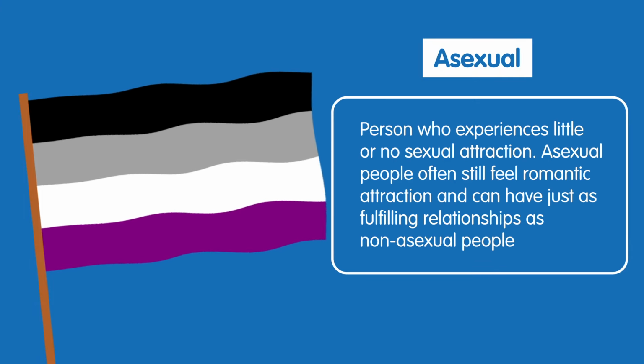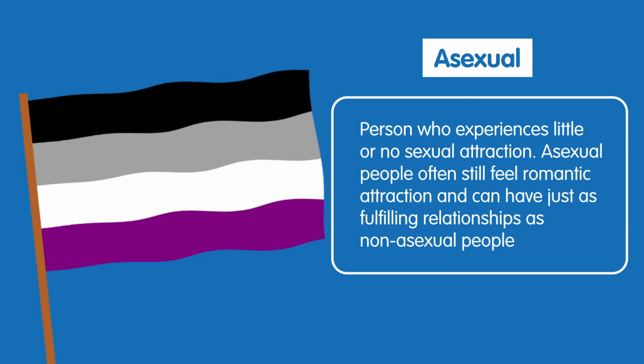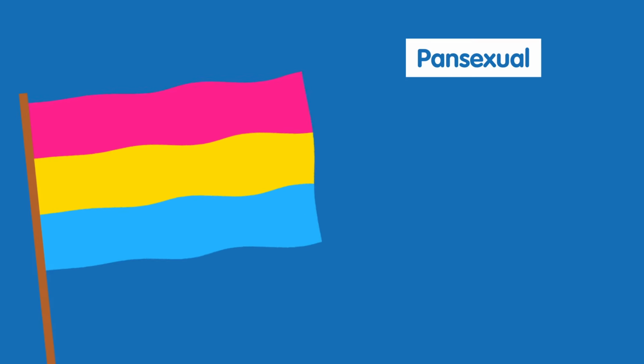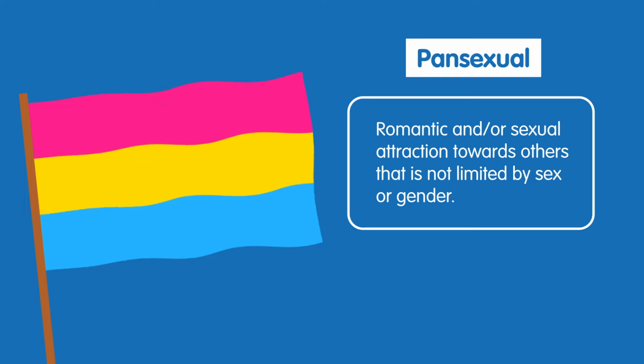Asexual, commonly referred to as ace, means that somebody experiences little or no sexual attraction. Asexual people often still feel romantic attraction and can have just as fulfilling relationships as non-asexual people. Pansexual can be the romantic or sexual attraction towards others, which is not limited by sex or gender. So people who are pansexual don't necessarily care what gender somebody is.